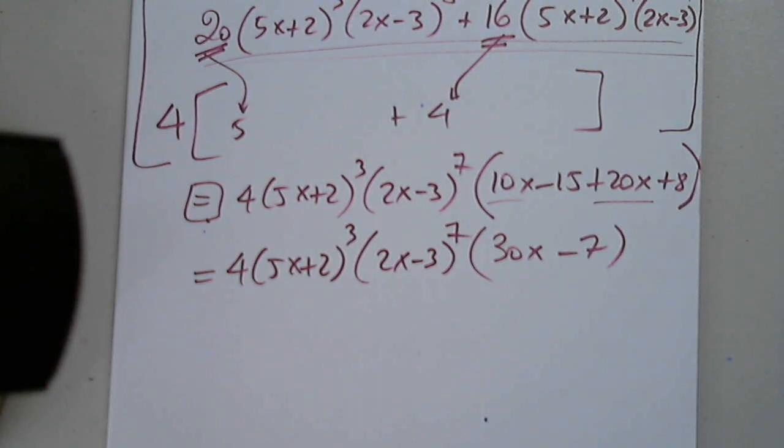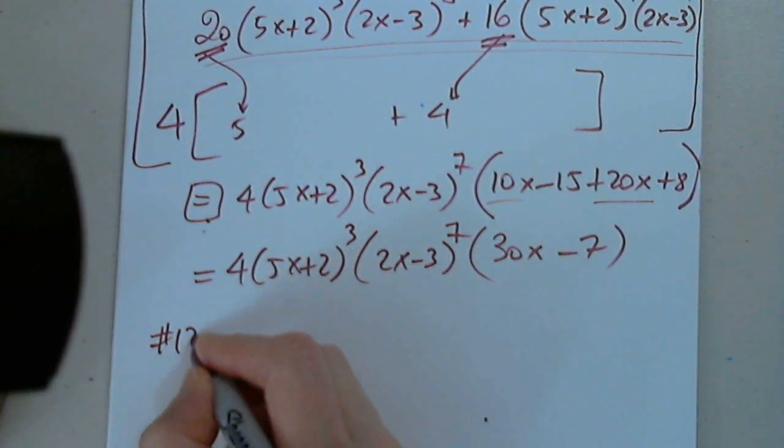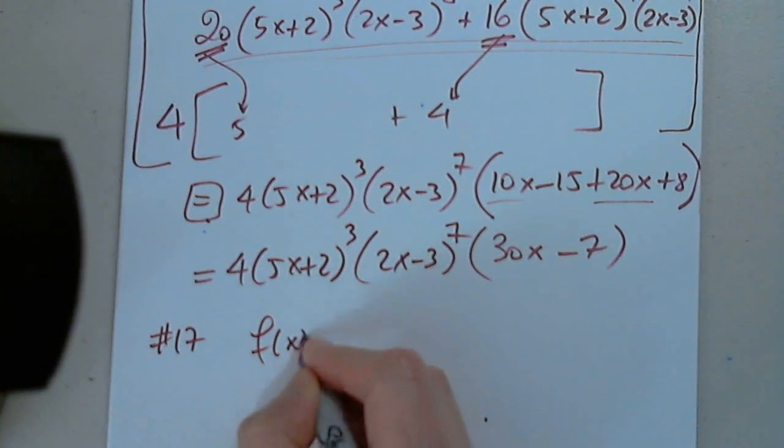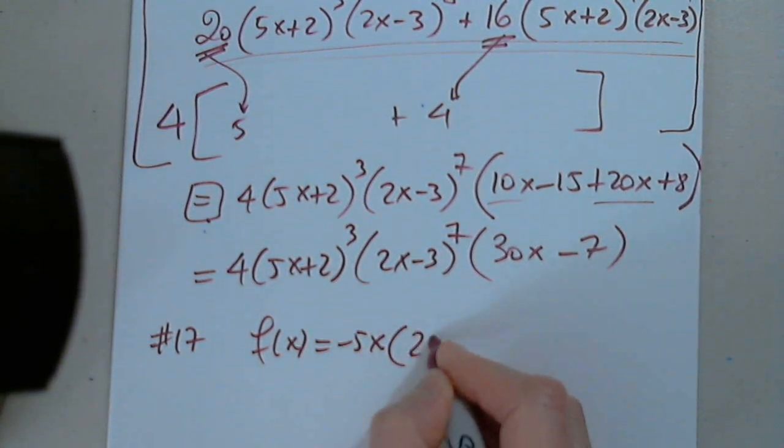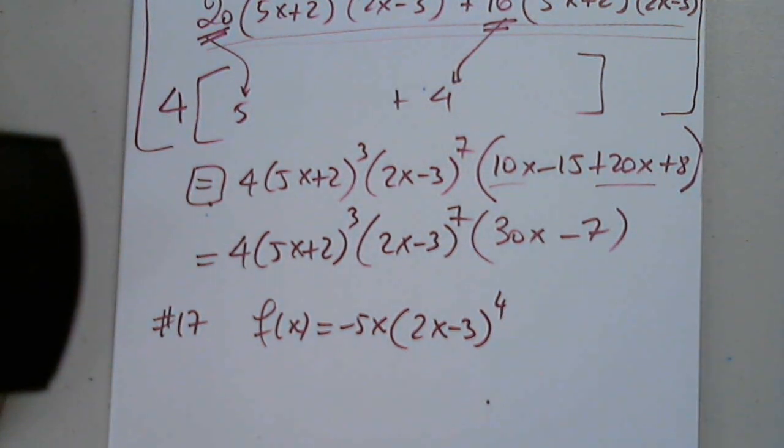Okay, do we understand how the chain rule works? Do we feel a little bit better about the chain rule? Yes? Can we do number 17? Yes, 17. So in 17, we have f of x equals negative 5x times 2x minus 3 to the 4th. Okay?